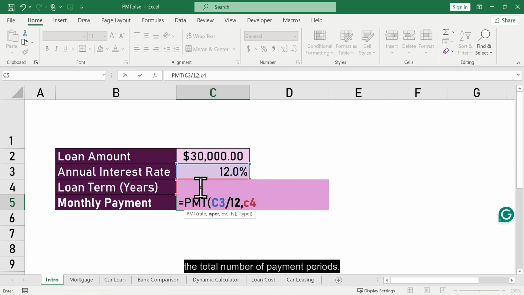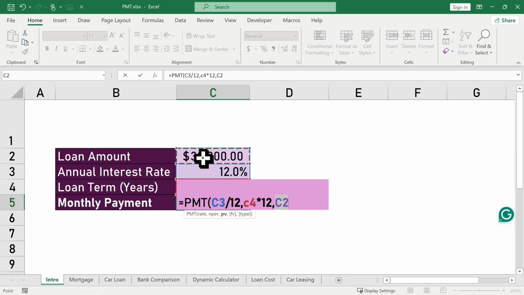NPER, the total number of payment periods. A 5-year loan means 60 monthly payments. PV, the present value or the amount you're borrowing today. FV, optional, the remaining loan balance after the last payment. In most cases, this is 0. Type, optional. A value of 0 means payments are made at the end of each period, while 1 means payments are made at the beginning.